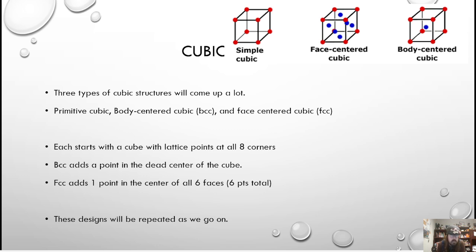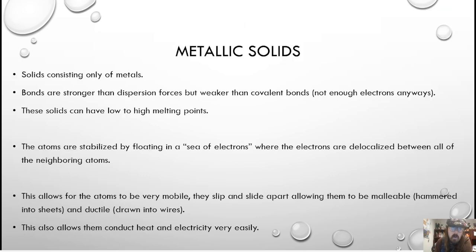But each of these cubes starts with 8 corners, and so it starts with 8 atoms in each of these lattice points. And so when we think of this, we've got to think about there's 6 faces, there's 8 corners, there's generally 1 center of this cube. But how these atoms are counted changes, and we'll see.